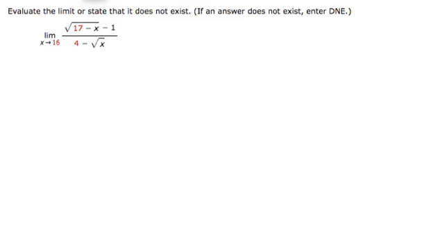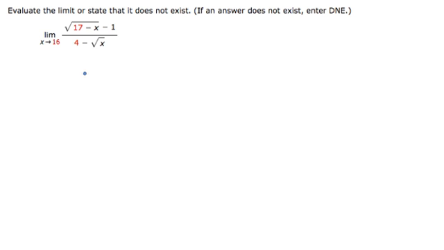Alright, in this problem we want to find the limit as x approaches 16 of the square root of 17 minus x, minus 1, over 4 minus the square root of x. If we plug in 16, we're going to get 0 over 0, which is indeterminate. Now it's hard to know where to start because we have a radical and two terms in the numerator and a radical and two terms in the denominator.